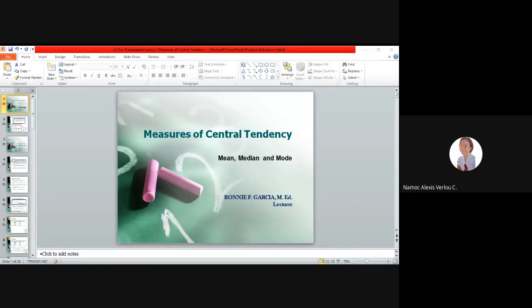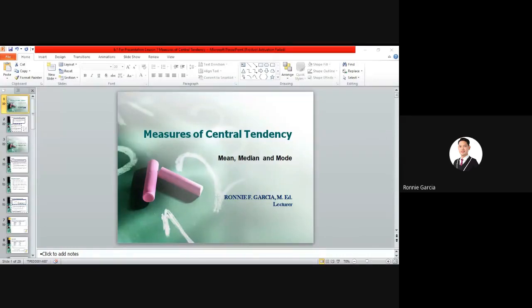Central tendency measure is defined as the number used to represent the center or middle of a set of data values. So, there are three commonly used measures of central tendency, the mean, median, and mode, sir. Very good. Very well said, Miss Namok.